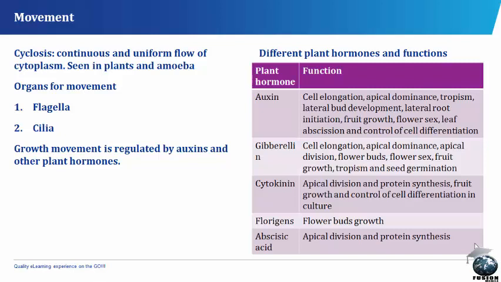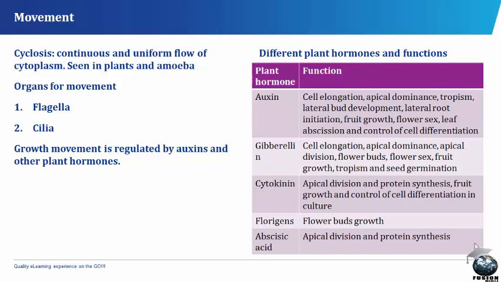Organs for movement. 1. Flagella. 2. The cilia. The flagella are long, few, and are used in moving in liquid medium by flashing against water current. Euglena and Chlamydomonas have flagella. The cilia are usually numerous and short. They aid movement in water, just like flagella.